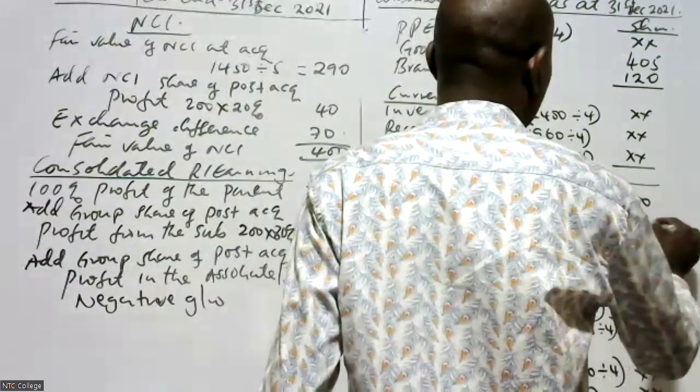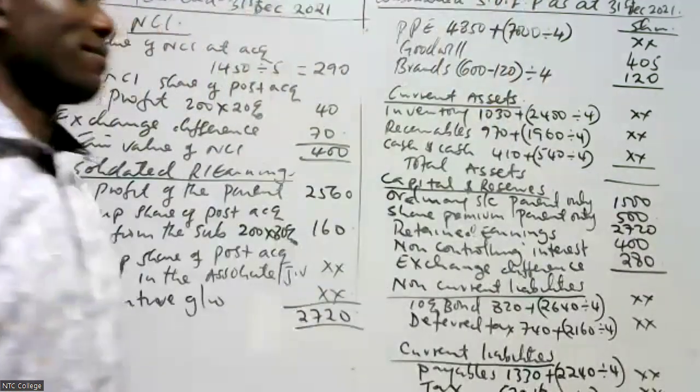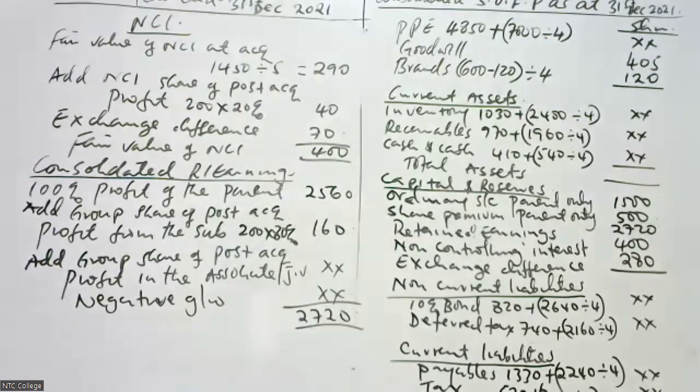27,20, nothing else. 27,20. Then I'm done with the balance sheet.